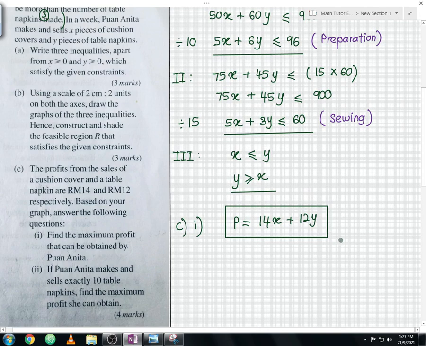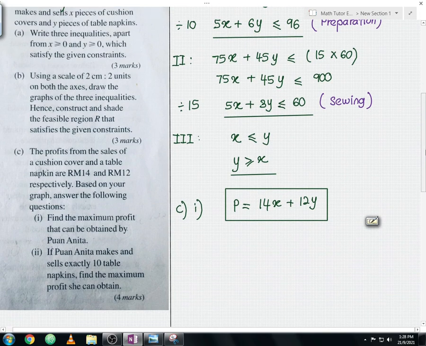For the next step, we need to form the imaginary straight line equation. For that, you can choose any P value or you can use the LCM method. For the LCM method, you multiply 14 by 12, so you get P equals 168. I use the LCM method, guys. So you let P equal 168 and substitute this into the profit equation.